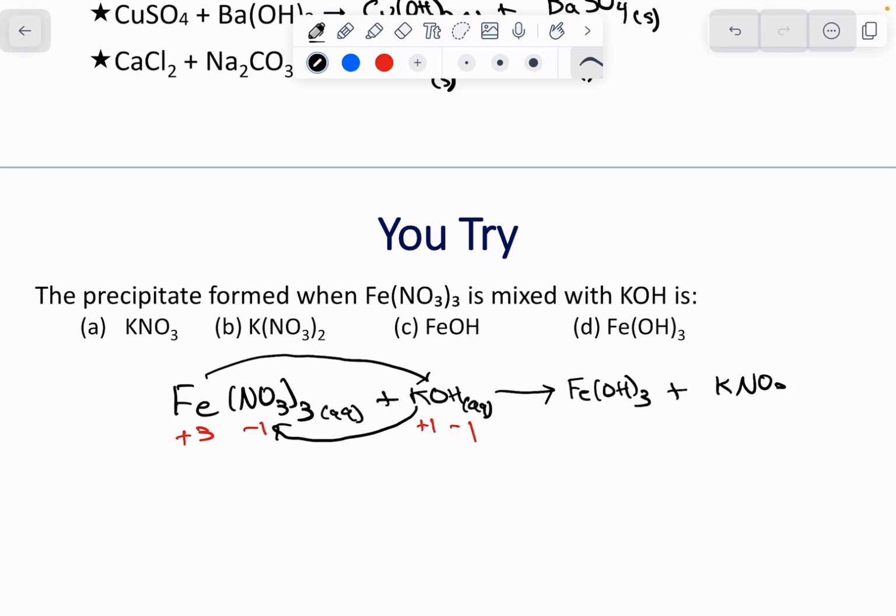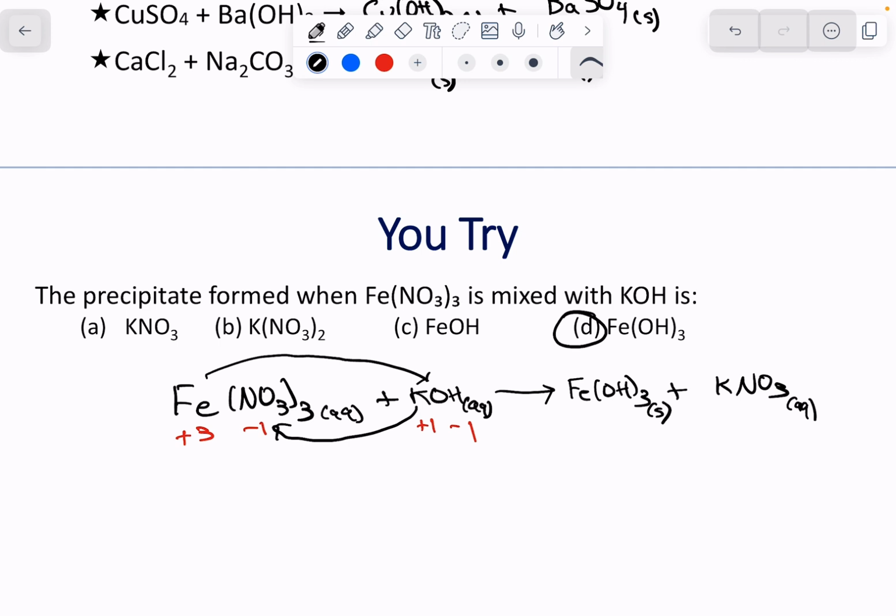KNO3. And now we look at the solubility chart, and the hydroxides are insoluble, and that's going to be insoluble. And then KNO3, potassium salts are always soluble. So the answer to this is going to be D.